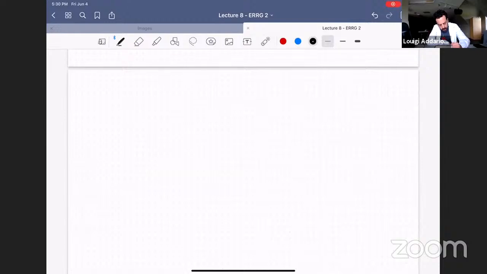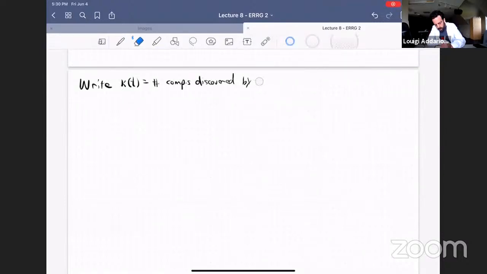Okay, so I want to do the same thing here to track how the active vertices evolve over time with the function. So let me give myself a couple of definitions. One is kappa of t for the number of components discovered by step t.